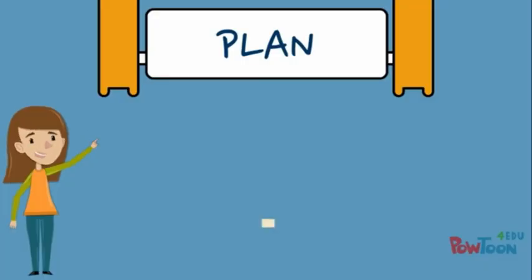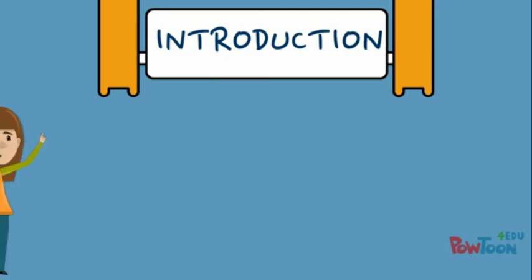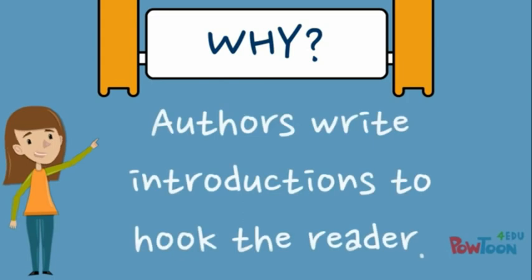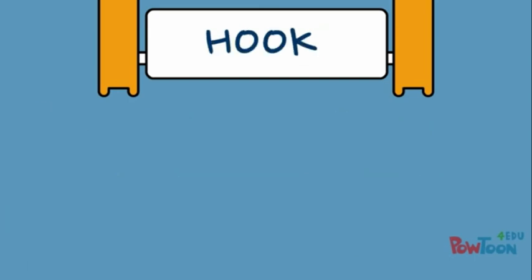Informational Writing, Episode 4, Writing an Introduction. I'm writing an informational book about computers. I have already made a plan for my writing, and now I'm ready to start writing my introduction. An introduction is the very first part of your writing. Authors write introductions to hook the reader. I want people to be interested in my book. Authors also use introductions to tell the readers what they will learn by reading the book. That way, they can decide if it's the right book for them.